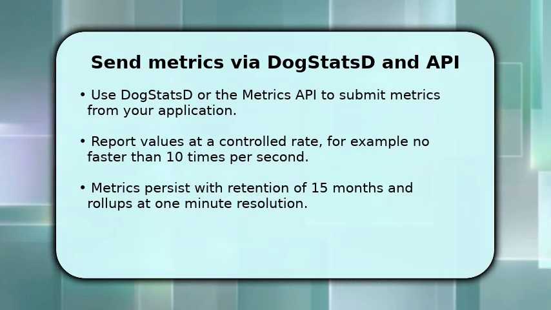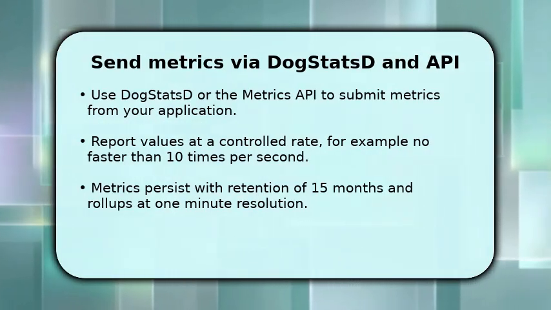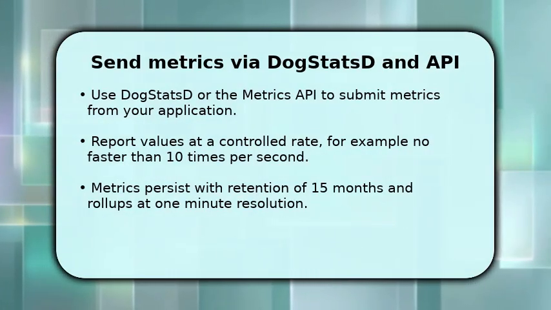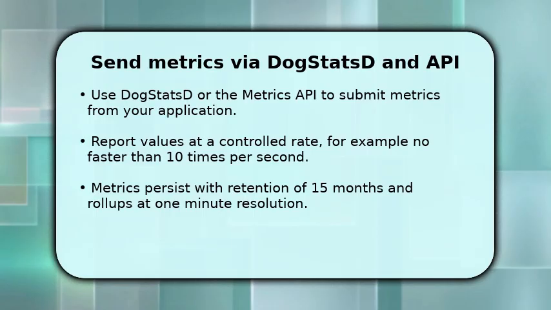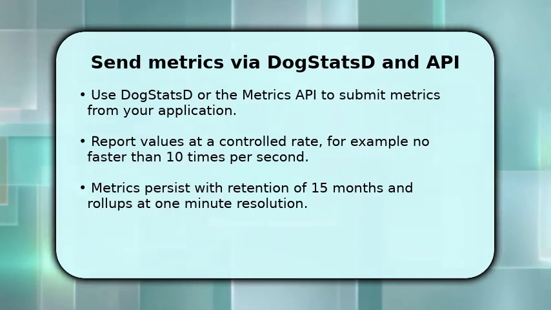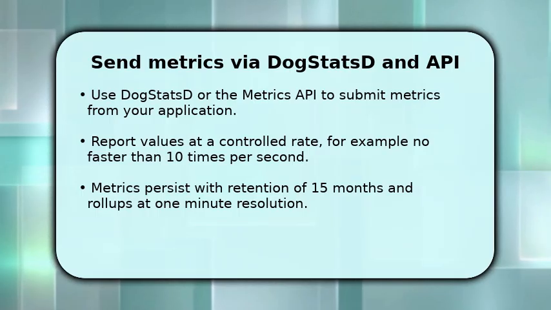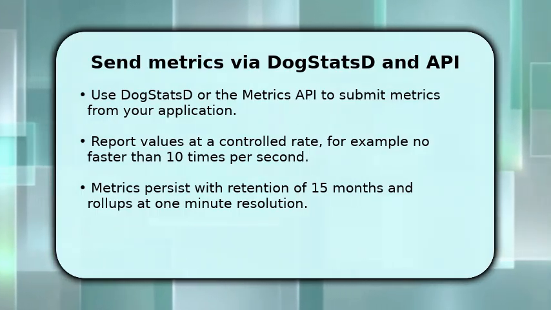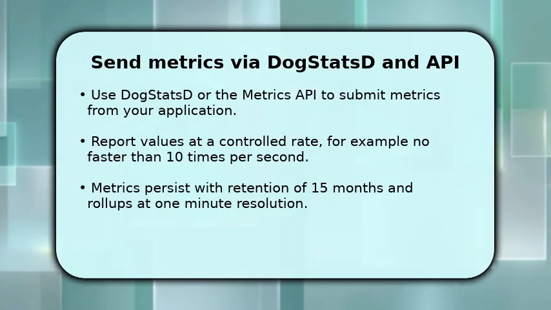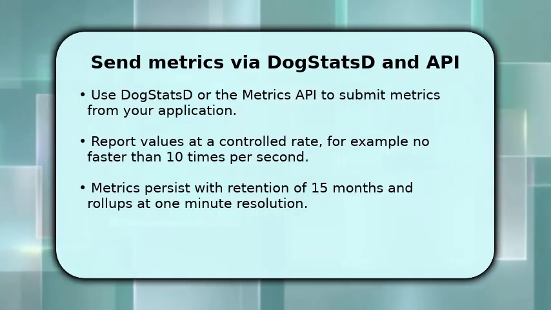Instrument your code to send metrics via dog_stats_d or the metrics API. Use the client library for your language to emit counters, gauges, or histograms with tags. Report values at a controlled rate, for example, no faster than 10 times per second. Batch submissions when using the HTTP API to reduce overhead and lower request counts.